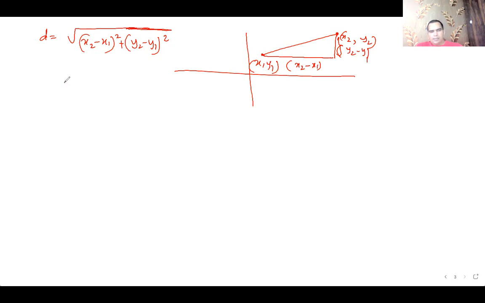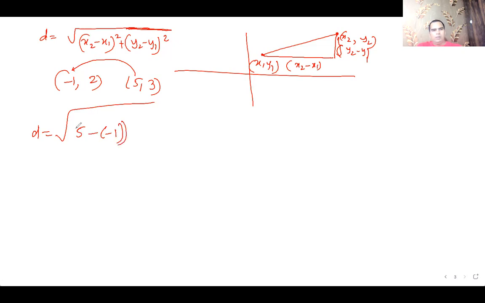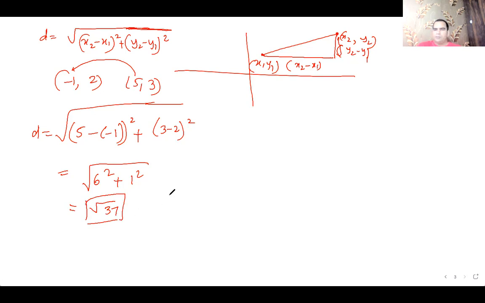Now let's give an example. If I have negative 1 comma 2 and 5 comma 3, and I want to find the distance between these 2 points, the distance will be the root of (5 minus negative 1) the whole squared plus (3 minus 2) the whole squared. So this part is going to be 6 squared plus 1 squared, which is nothing but root of 37. So this will be the distance between these two coordinates.